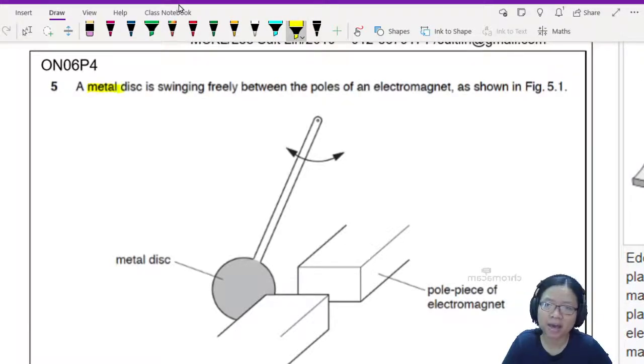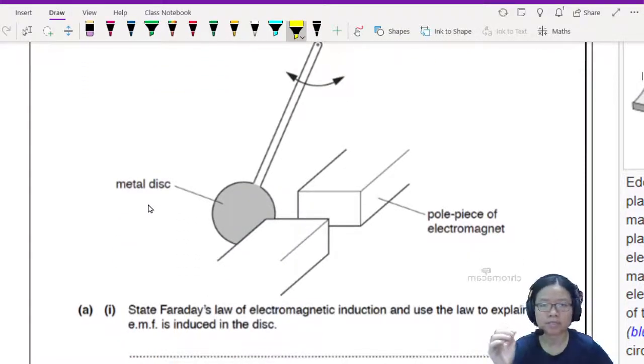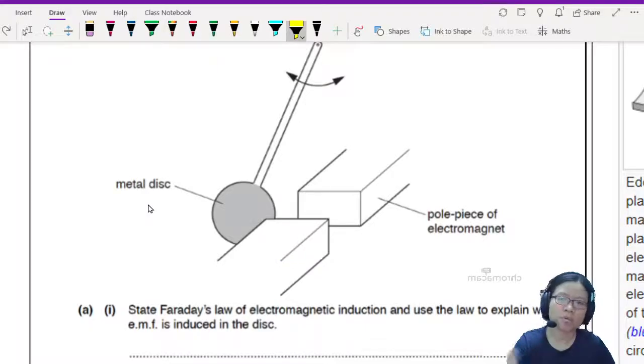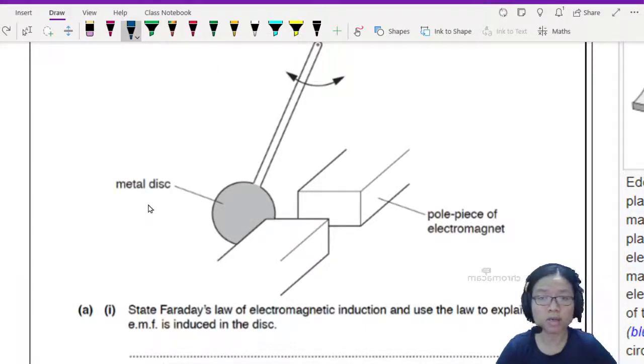So here we have a metal disc. It is swinging freely between the poles of an electromagnet as shown in figure 5.1. So these are pole pieces, this one and this one. Okay, so you might be wondering, is it important to know which is the north pole and which is the south pole? Yes, if you want to apply Lenz's law. Not so much if it's just Faraday.